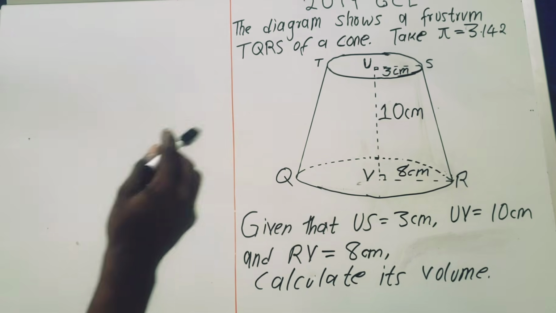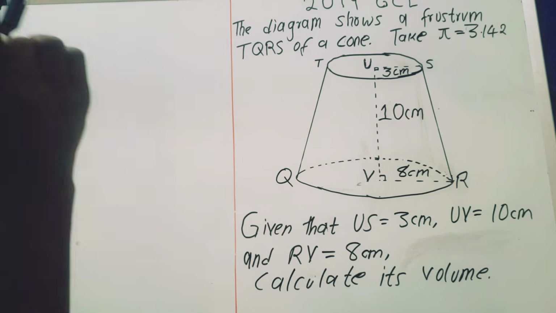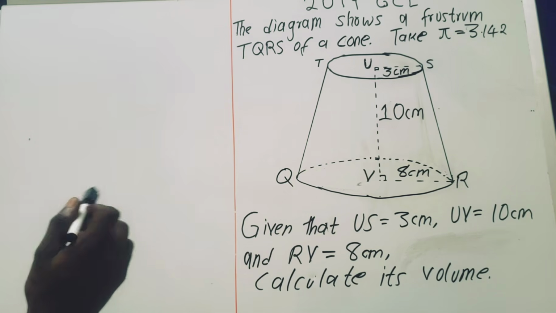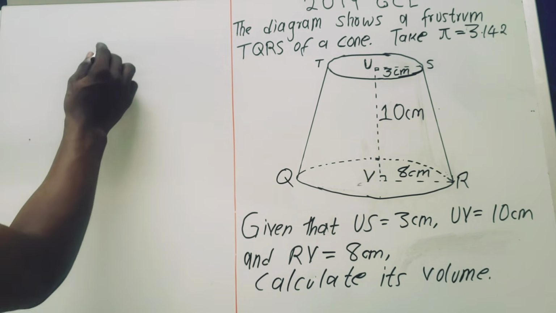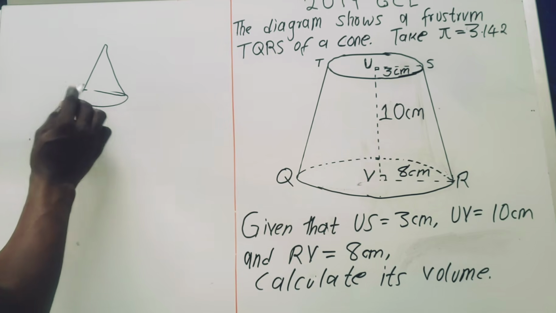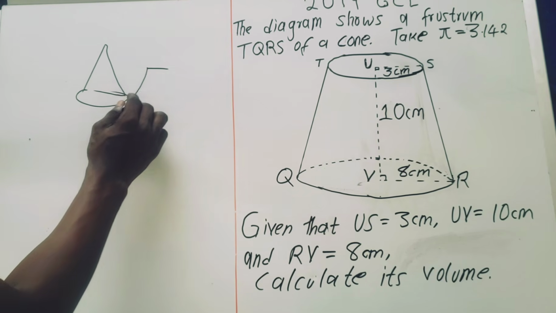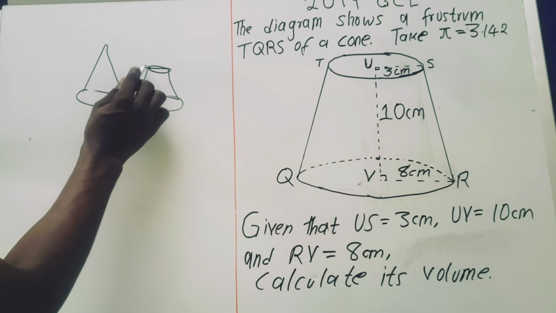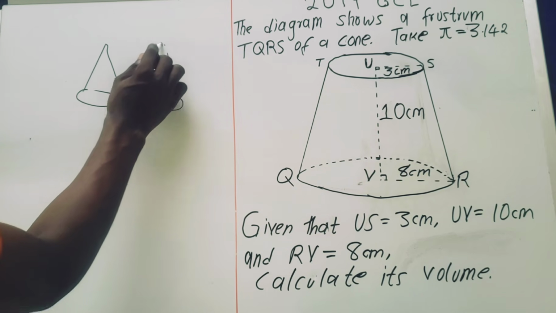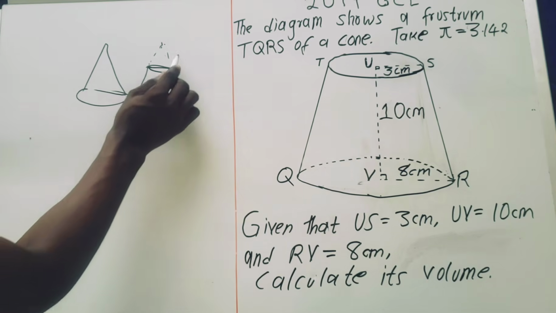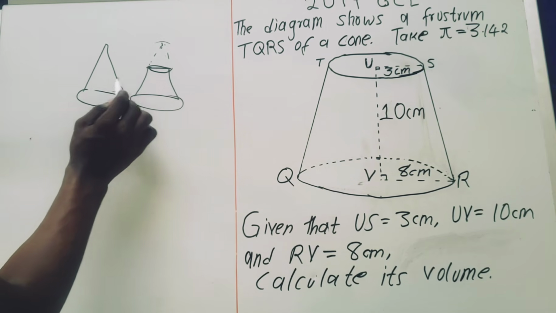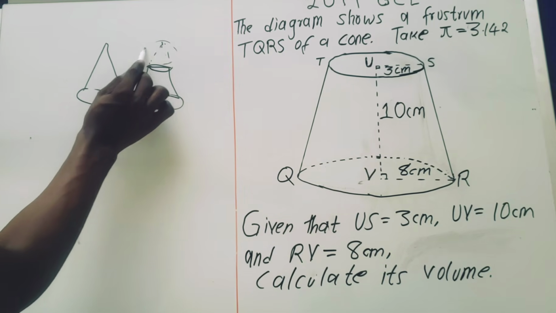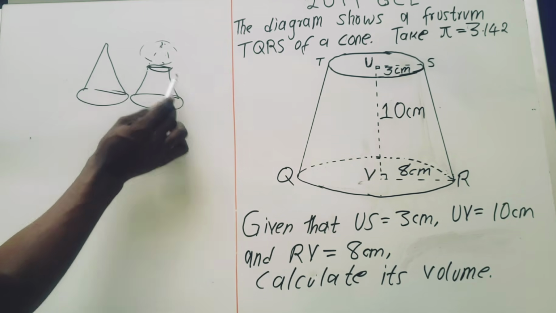For us to calculate the volume, we need firstly to go back to what it was before they cut it. Before they cut it, it was a full cone. But now they are asking us to find this volume. So we will firstly need to find the total height. In short, we will find the total volume of the cone before it was cut, then we will subtract the volume of this part that was cut. We will remain with this volume here.